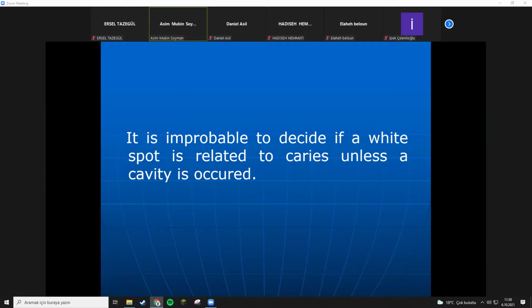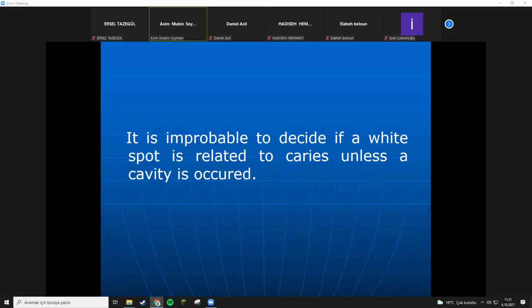Now, this is important. It is improbable to decide if a white spot is related to caries unless a cavity has occurred. You see a white spot on the dental enamel surface, but is it an initiation of dental enamel caries? Sometimes there are embryologically hypomineralized regions, which are not the initiation of dental caries, that may occur on dental enamel surfaces.